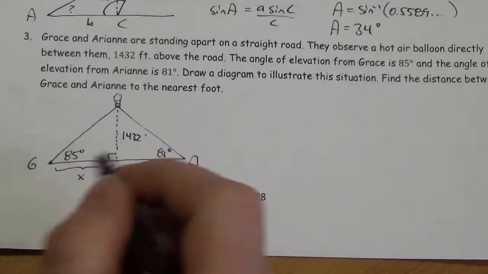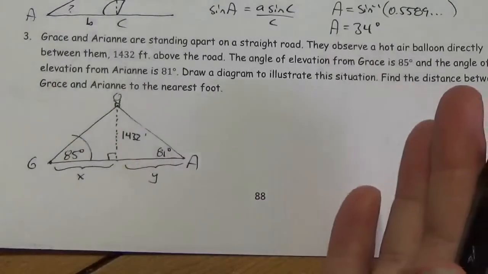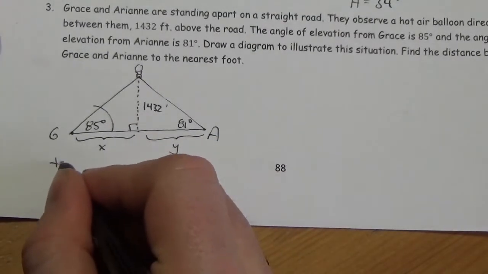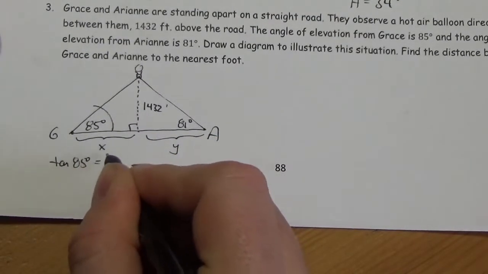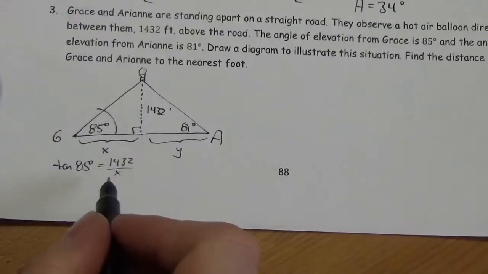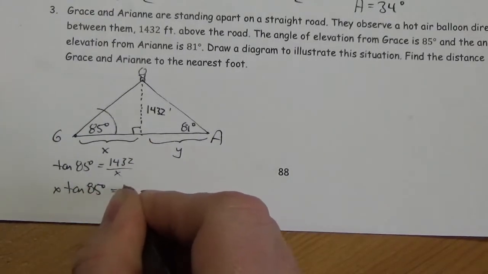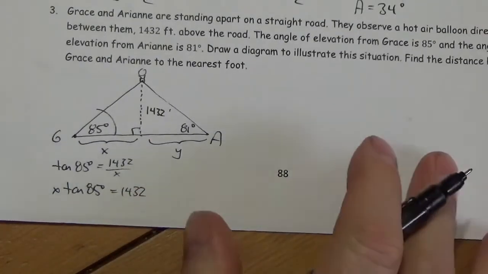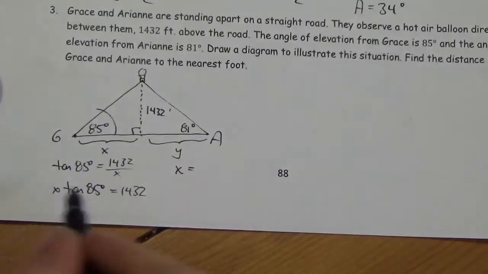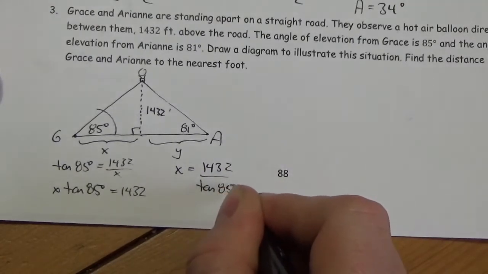So in this triangle, here's my angle. The 1432 is opposite, and I'm looking for the adjacent. Well, that's tangent. So the tangent of 85 degrees is going to equal 1432 over x. And if I want to get what x is, I'm going to multiply up. x times the tangent of 85 degrees will equal 1432. And so I can tell you that x will equal, when I divide by the tangent of 85, because I got to get the x by itself, 1432 over the tangent of 85.